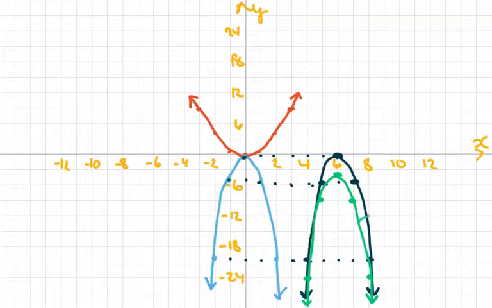And green is my final graph. And the equation of that I will label is y equals -5 (x minus 6) squared minus 4. And that's the final graph here.